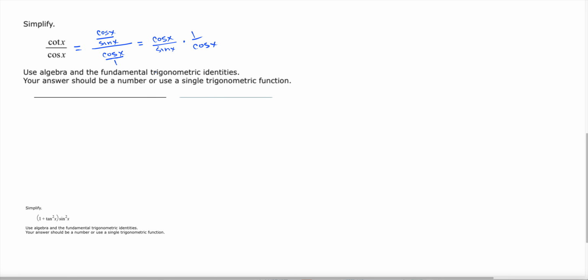So I flipped the bottom. So now when I multiply, again, remember I can cancel that common factor on the diagonal. So what's left is 1 over sine x. Remember, I'm writing this as a single function, like the previous question. That single answer was the number 1, or as a single trig function. So I know that 1 over sine x, thinking of the reciprocal identity, is the same as cosecant x. So that's my final answer.